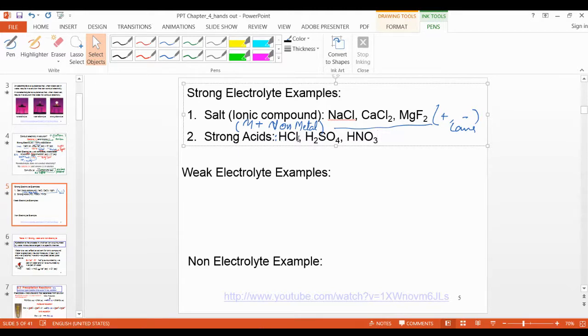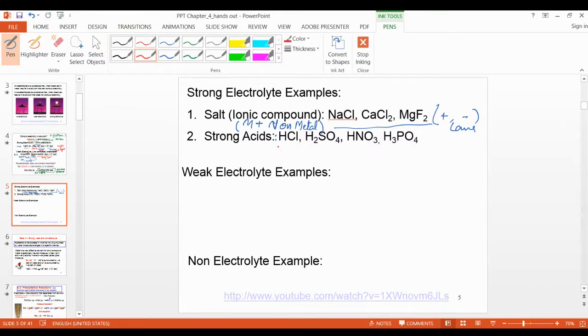So without nitrogen, HCl, HBr, HI, all halogen acids. With nitrogen, H2SO4, HNO3, phosphoric acid, H3PO4. These all are strong acids and they are giving you ions. What ions do they give you? Just look at here.